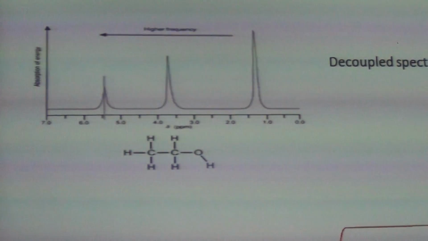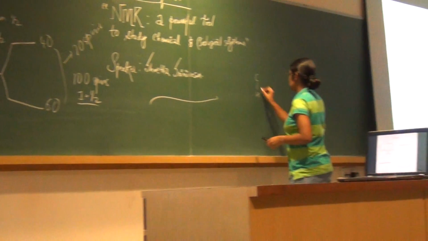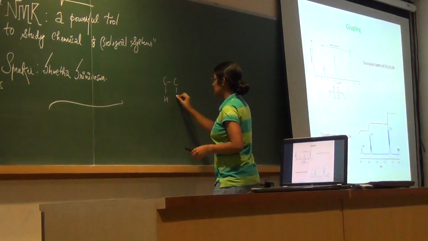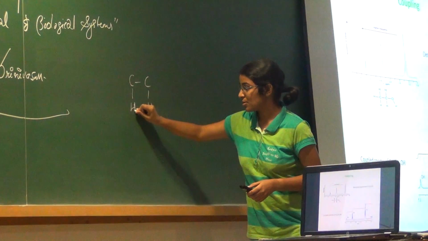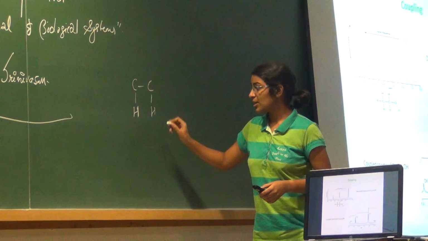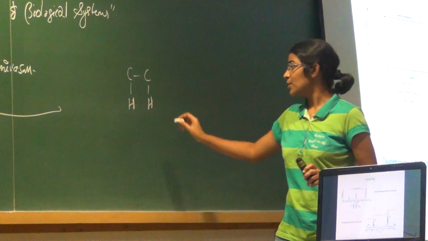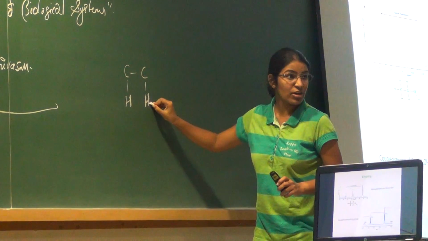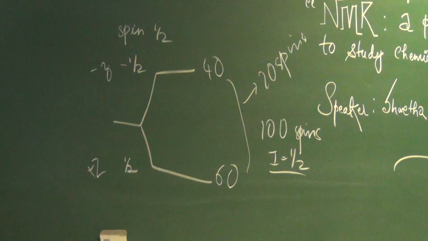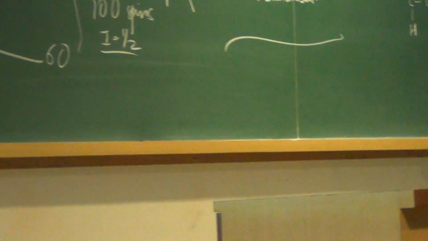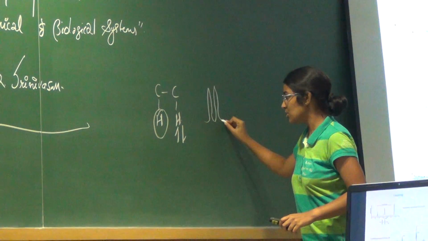Now, how does this splitting occur? Again, let's take an example. Suppose I have this hydrogen. We've discussed the two energy states for a single spin. The nuclei over here can either be in the alpha state or in the beta state, so the spin can either be up or down. Due to this, the hydrogen is split up into two.